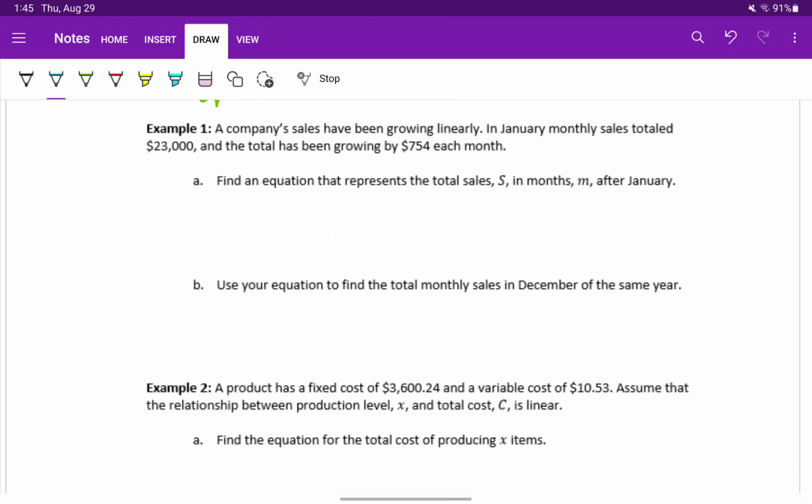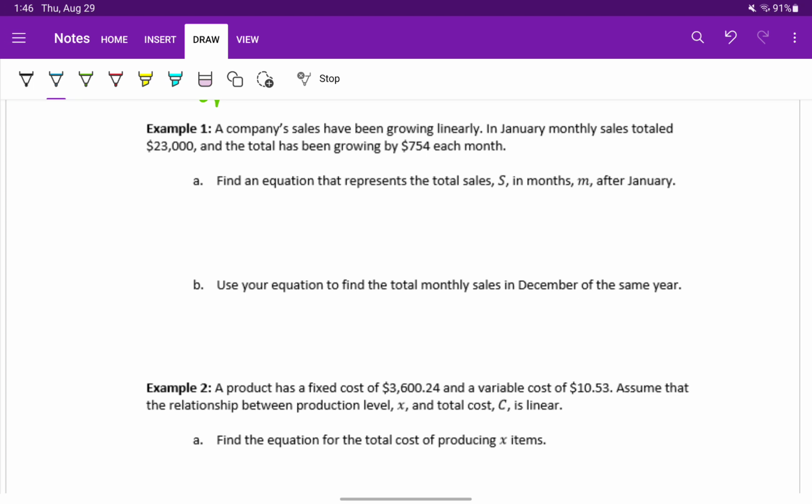For instance, in example 1, we have a company's sales have been growing linearly. In January, monthly sales totaled $23,000, and the total has been growing by $754 each month. Depending on when you're watching this video, it might be January, it might not be, but let's pretend we're somewhere mid-year, so we know something about how sales have been going, and eventually what we're going to be doing in part B is projecting sales out into the future.